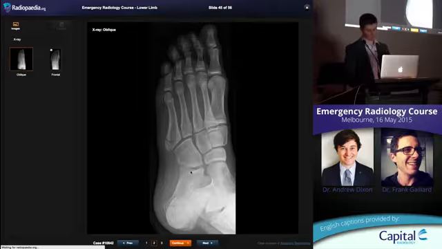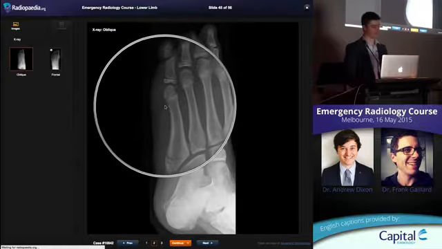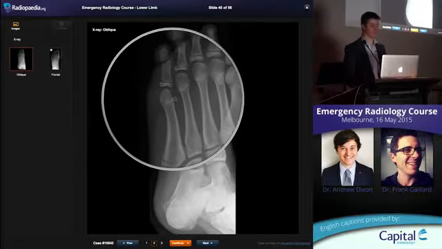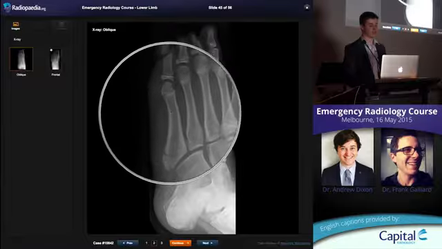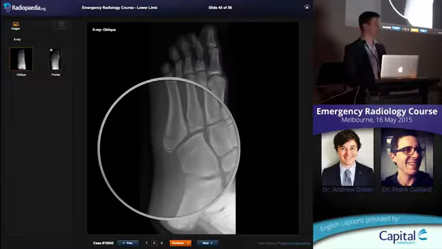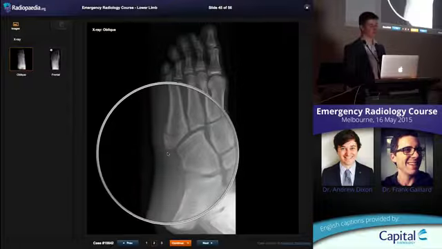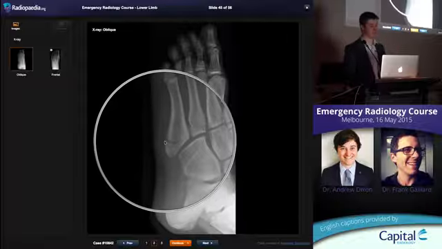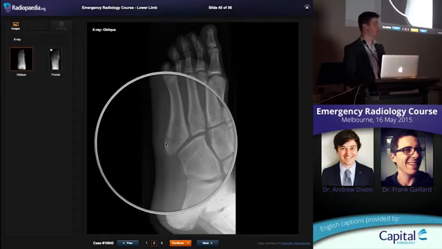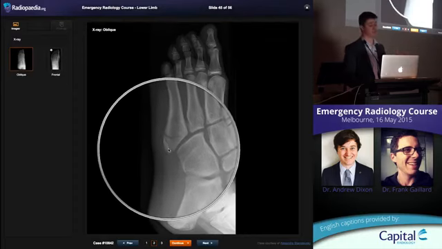So this is a 10-year-old, and as we saw in the elbow with kids, they all have these little growth plates, which makes it really difficult to interpret if you haven't looked at a lot, okay? And at the base of the fifth metatarsal, you have an apophysis. This is where the peroneus brevis tendon comes and inserts onto the base of the fifth metatarsal. It always forms this longitudinal line. That's the normal apophysis at the base of the fifth metatarsal, longitudinal.